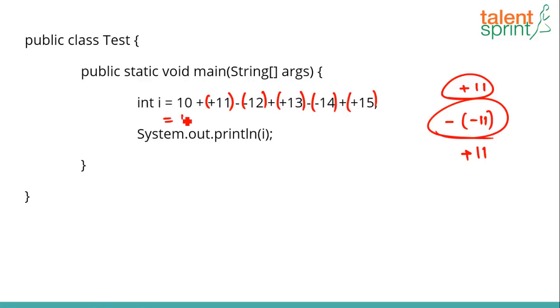Now what is happening is 10 plus and plus 11, so plus 11, minus minus becomes plus 12, again plus 13, minus minus becomes plus 14 and plus 15. This simply right here is your answer. 10 plus 11 plus 12 plus 13 plus 14 plus 15, that is 75. It was hardly a 15-second question. This you should have done and skipped to the next one.